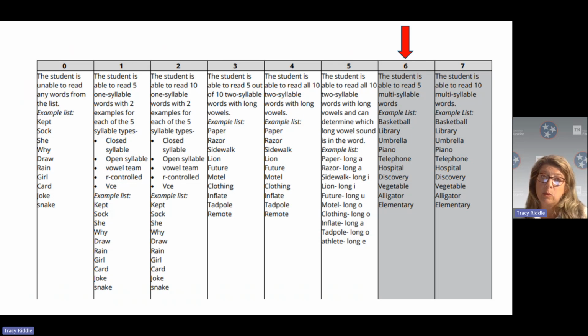These are multi-syllable words. If they can read at least 5 of these words, that is the score of a level 6. If they cannot read 5, then you would need to upload the evidence of them being successful at level 5, reading the 10 two-syllable words with long vowels and saying the long vowel sound. If they can read at least 5, but not 10, that is still at a level 6. If the student can read all 10 of the words, that is the score of a level 7.